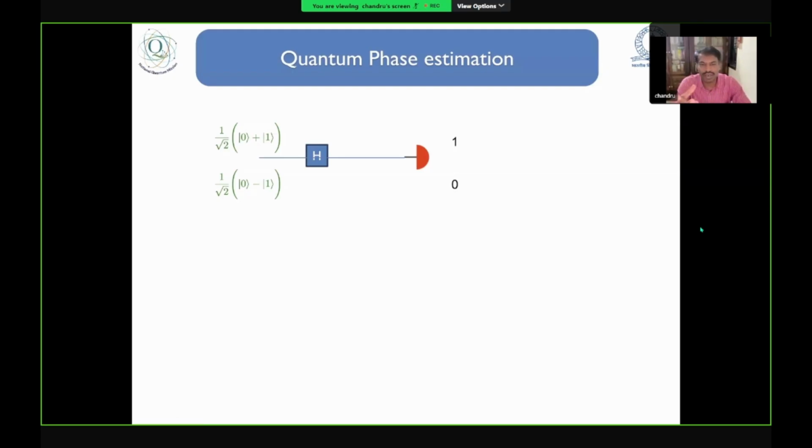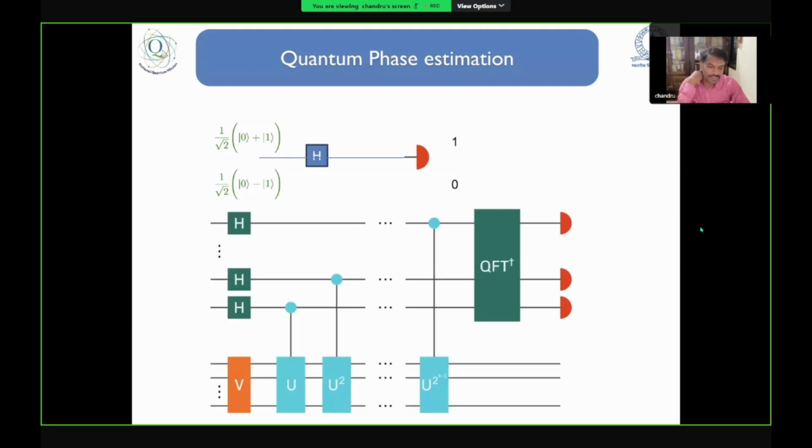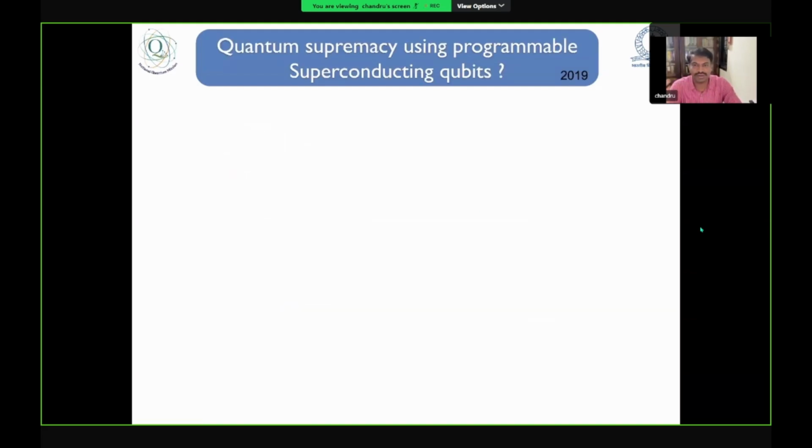On applying a Hadamard, I rotate my qubit state into a single basis state, and that basis state tells me what the phase of that qubit was. In a similar way, you can take a large number of qubits, create this superposition state identically, make some controlled operations, and estimate the phase of a multi-qubit system efficiently. That's one of the standard problems which people have been looking at.